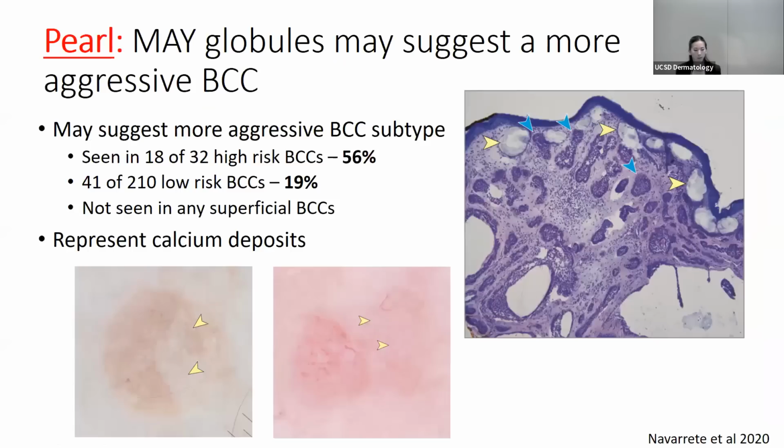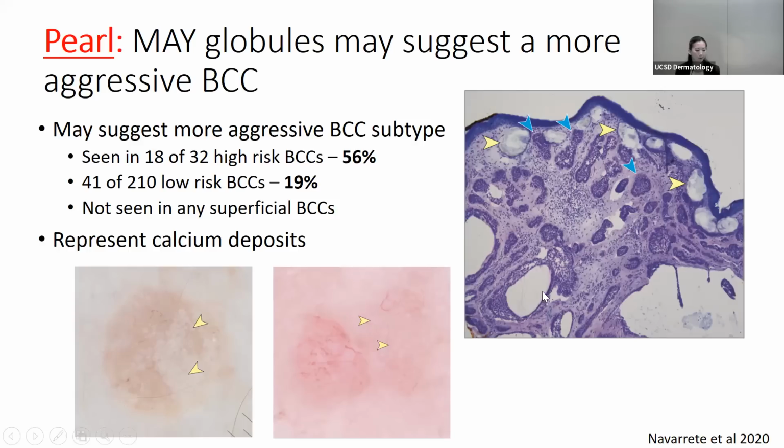And what's also interesting is that they seem to suggest a more aggressive subtype, maybe. So in the same study, they looked at high-risk BCCs, which included more morpheaform and infiltrative types, and found that they were seeing these MAY globules in about 56% of them. And then they saw it also in nodular BCCs, which they called the low-risk BCCs, in about 20% of nodular basals. They didn't see this feature in any superficial BCCs. So their suggestion is that if you're seeing this, it's probably going to be a nodular BCC at least, or a more aggressive subtype. And it represents calcium deposits.